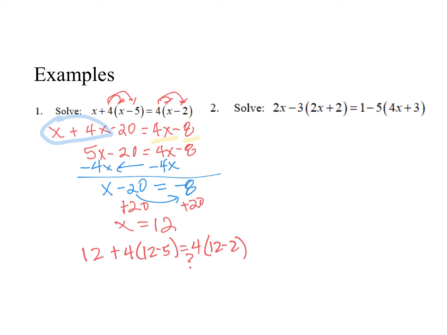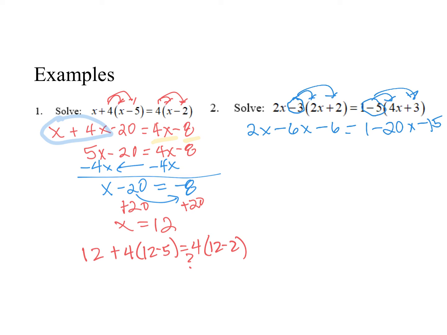In our next example, we're going to start with distributing again, making sure that we're distributing negative 3, not just positive 3, and negative 5, not just positive 5. So when I distribute, that gives me 2x minus 6x minus 6, because I have to multiply that negative 3 times both terms in the parentheses, equals 1 minus 20x minus 15. So make sure that you're distributing the negative 5. That minus in front makes that a negative.